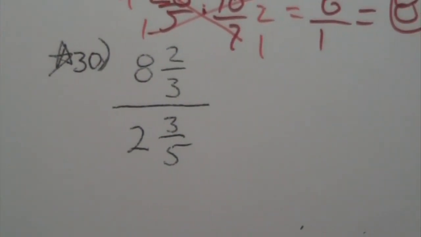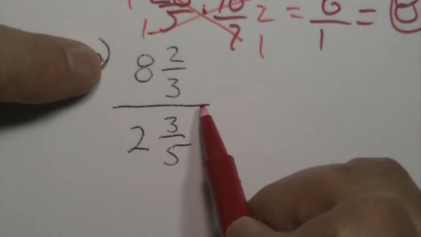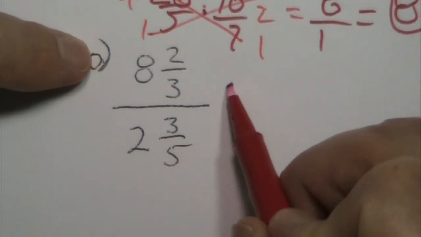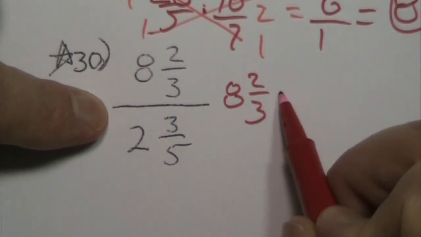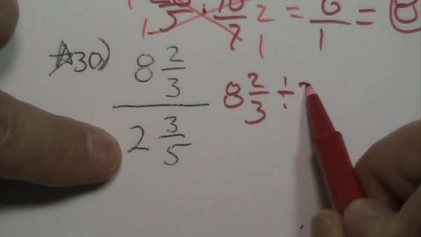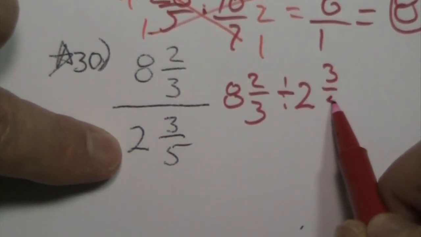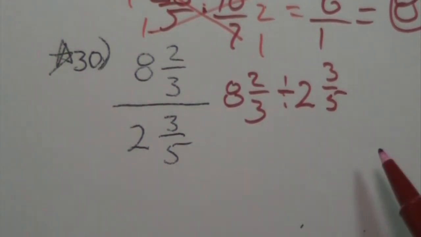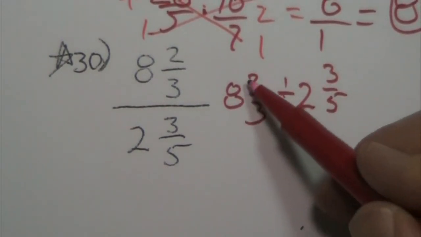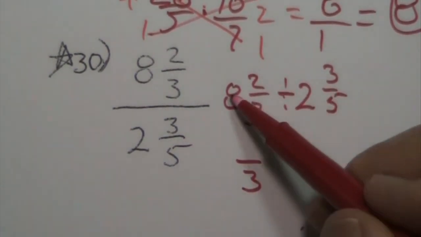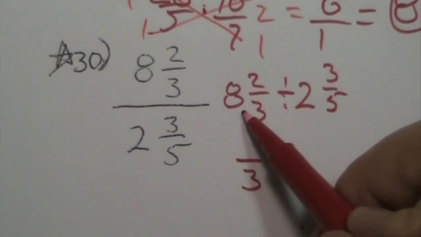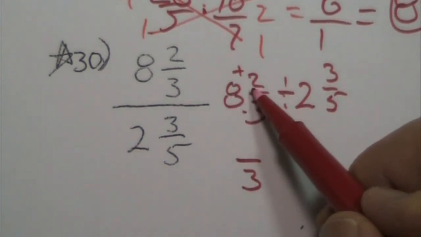Unless it's specified differently. Okay, remember the bar means divide. So what we have here is 8 and 2/3 divided by 2 3/5. That's what that means. All right, well, let's make this into a fraction first. So it's 3 times 8. Remember, it's times plus. That's 24, 25, 26.